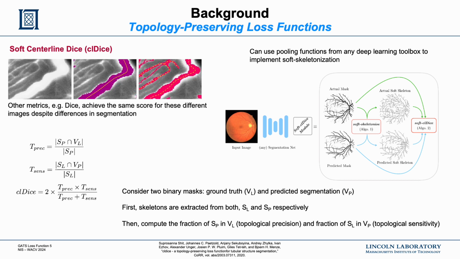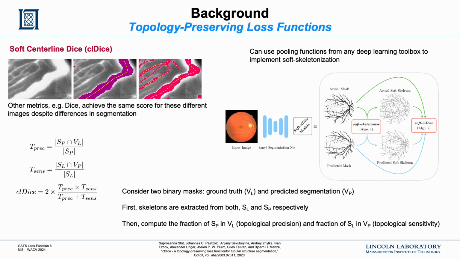Seal dice is short for soft centerline dice, and it was developed because of an issue with dice scores during segmentation. Note that the purple segmentation in the top left image does not capture the small vessels as seen in the red segmentation. However, these two different models achieve identical quality in terms of the traditional dice score. From a topological connectivity point of view, the red segmentation is preferred because it captures a greater number of components in the image.